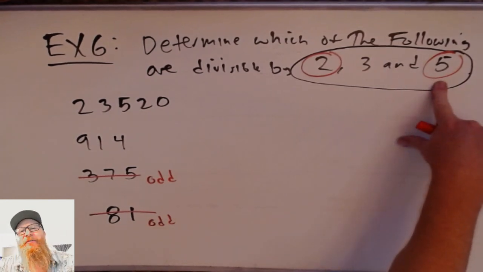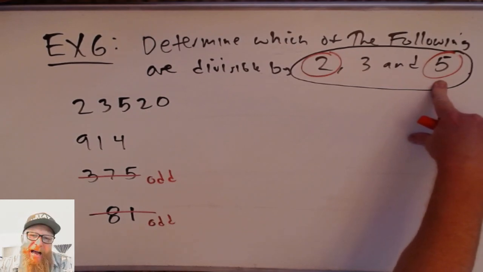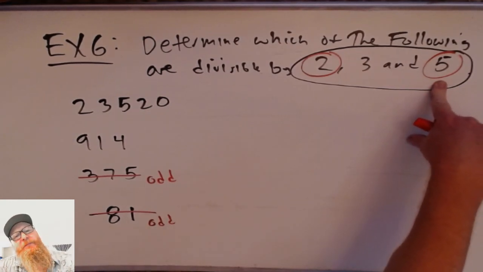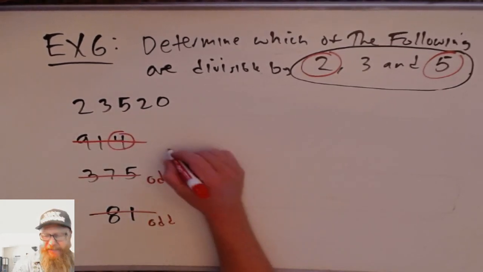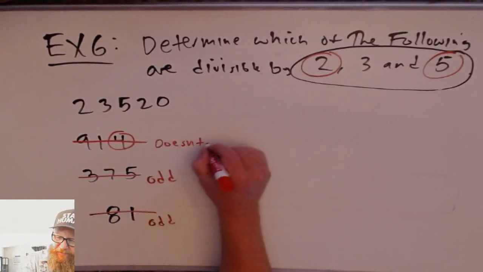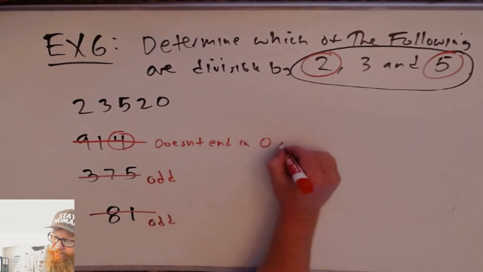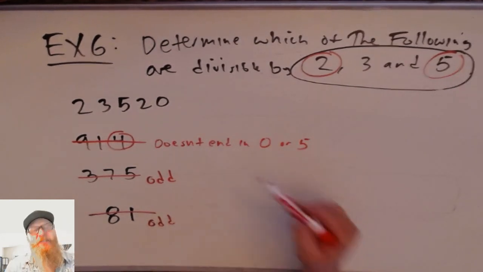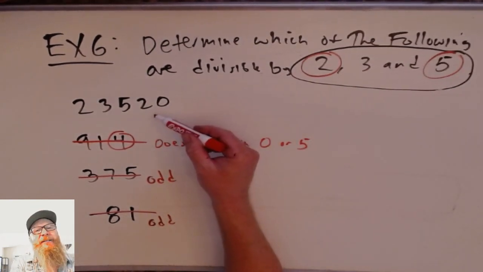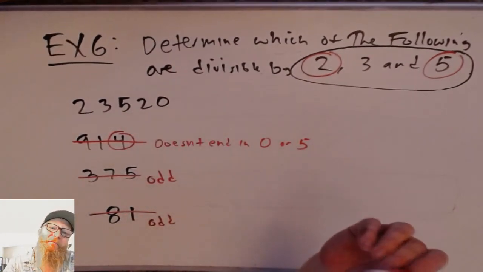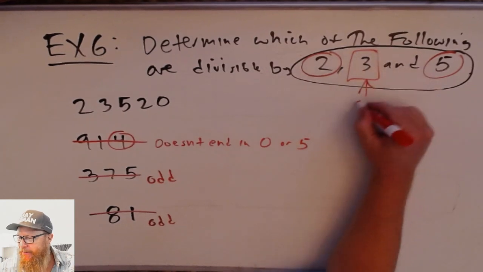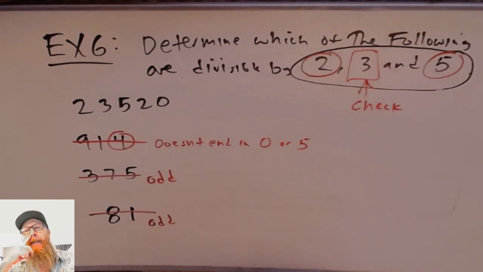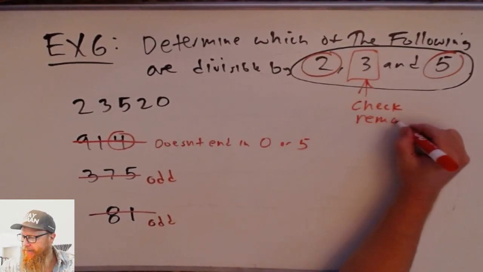To be divisible by 5, it must end in a 5 or a 0. Yeah, this doesn't end in a 5 or a 0. So no. So we've really only got one candidate. You could just pick it. That must be it, right? But we should still check the remaining candidates.